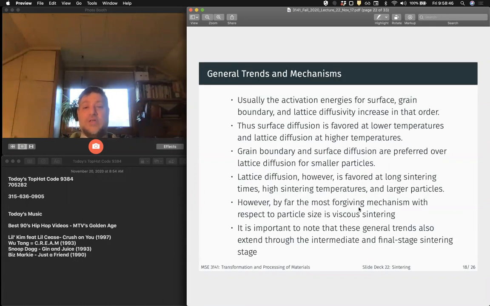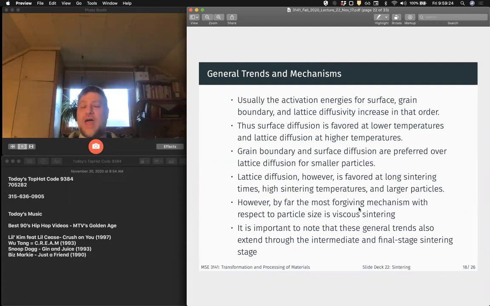Okay. So what are these general trends and mechanisms? Well, the activation energies for surface, grain boundary, and lattice diffusion increase in that order. Surface diffusion is the easiest, then grain boundary diffusion, and then lattice diffusion. Okay? So therefore, surface diffusion is going to be favored at lower temperatures, and lattice diffusion at higher temperatures.